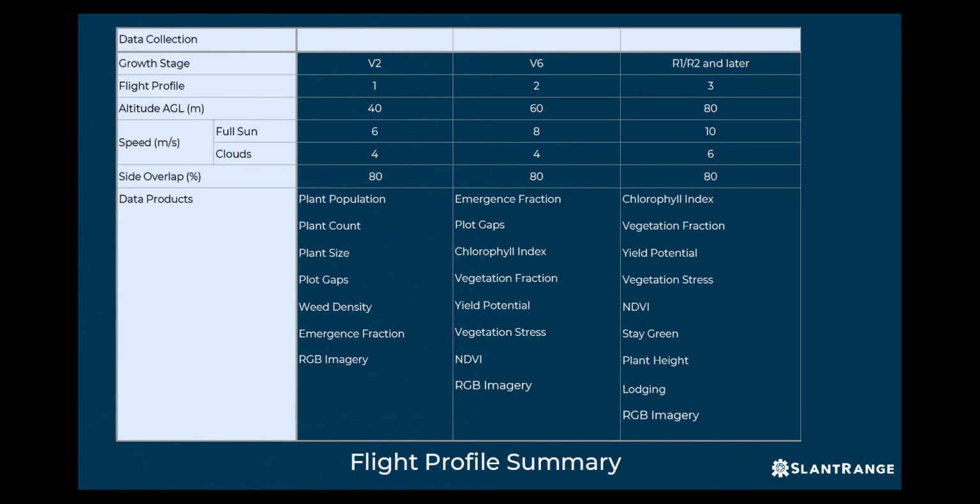An example flight profile is shown here, where for a V2 growth stage, you would fly at a 40 meter altitude, either 6 or 4 meter per second speed depending on the lighting conditions, and 80% side overlap. Be sure to check your own flight profiles for any additional notes that may be applicable for your own data collections.